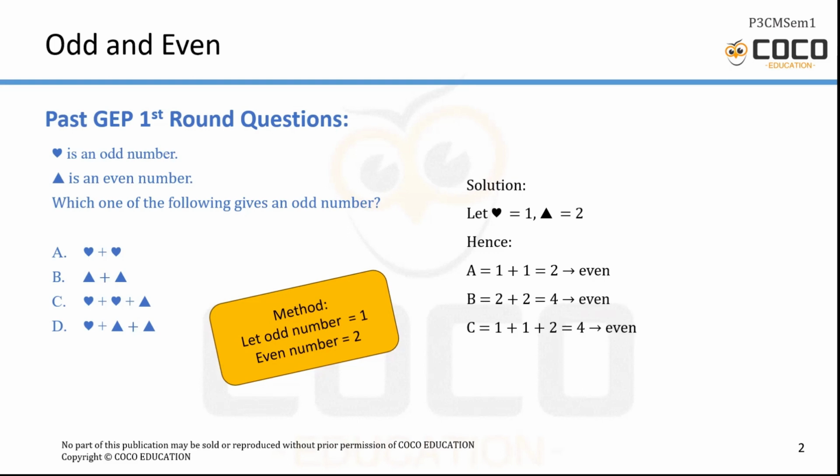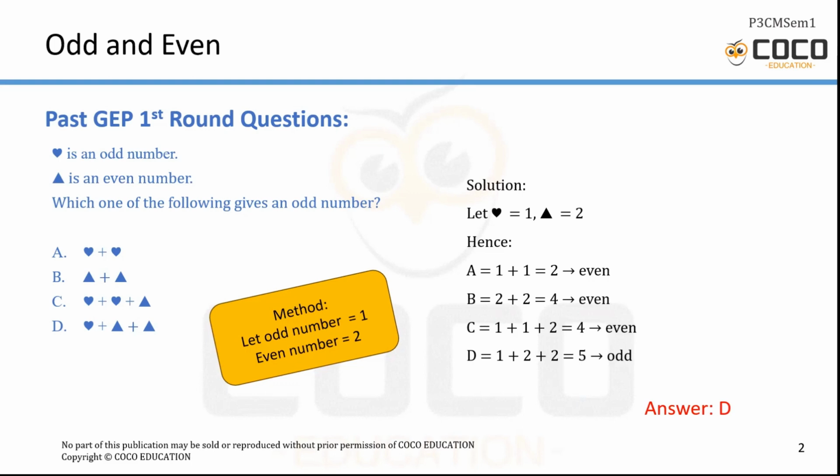And let's double check. D is heart plus triangle plus triangle. So it's 1 plus 2 plus 2. Done. So it's a 5. And we know it's an odd number. So we choose option D. Okay, so by this way, normally people won't make careless mistakes. And it could be very fast to find the answer.